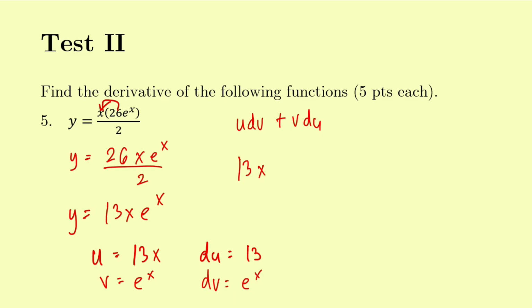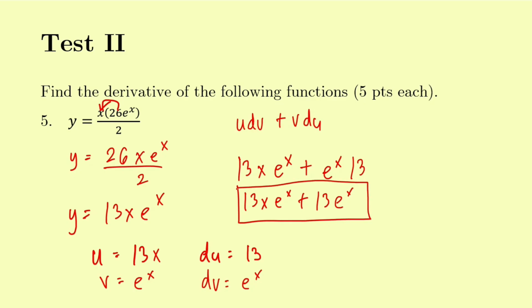13x times e raised to x plus this one is e raised to x times 13. So we end up with 13x e raised to x plus 13 e raised to x. And this will suffice as your derivative actually, though you can further simplify this. It's the same either way. 13 times x e raised to x plus e raised to x, which is the same actually. I will accept both of these answers.